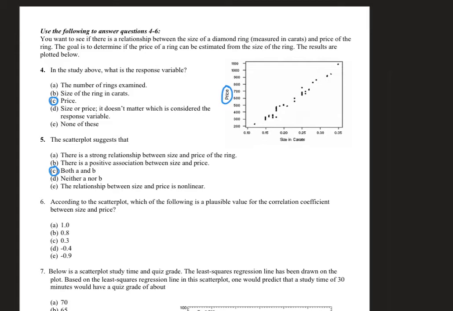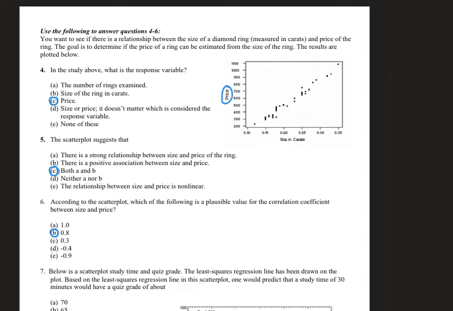Number 6 says, according to the scatter plot, what's a plausible value for the correlation coefficient? So this is a strong relationship, and it's positive, which means we should have a number close to positive 1. It's not going to be exactly 1 because a correlation coefficient of exactly 1 would be a straight line, which would mean B would be the closest option for an estimated correlation coefficient.